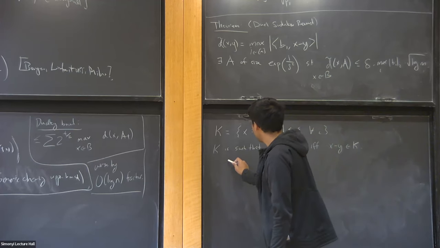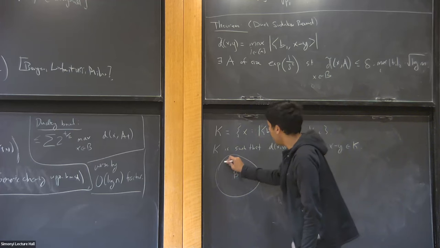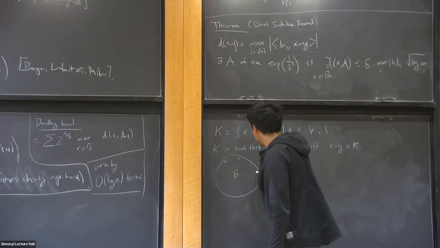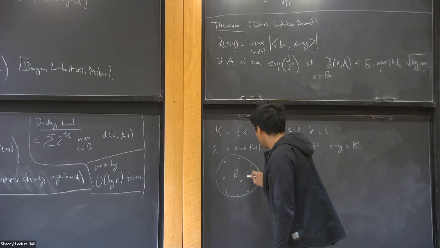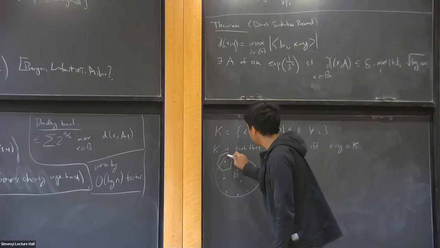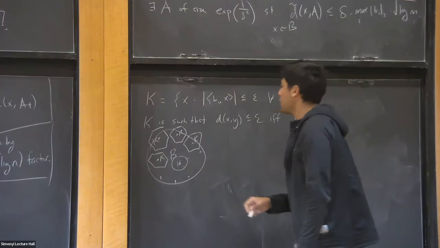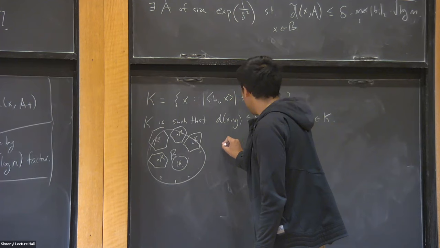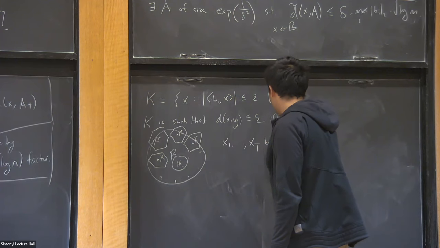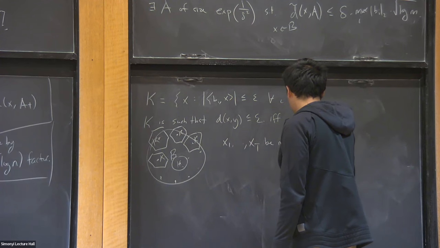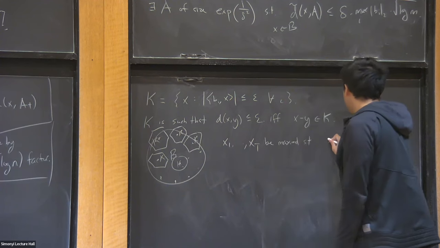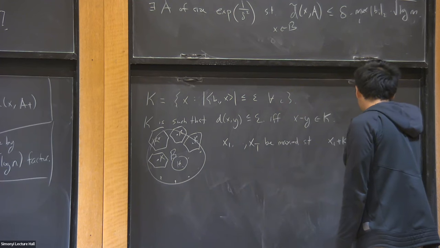And now the way you think about it is, I have my ball B, and I'm going to try to find a bunch of points here such that if I put K around each of them, all of these are basically disjoint. Let x_1 through x_T be a maximal set of points such that x_i plus K are all disjoint.